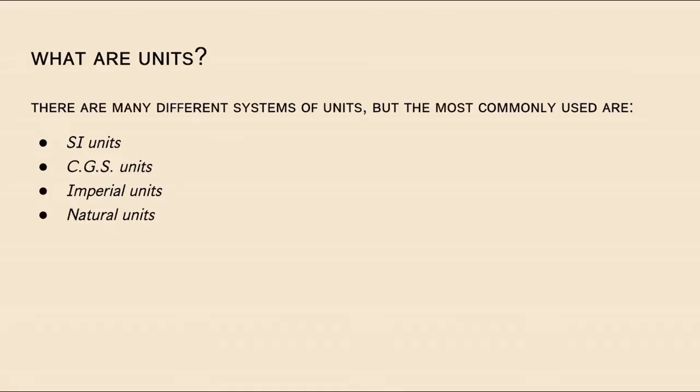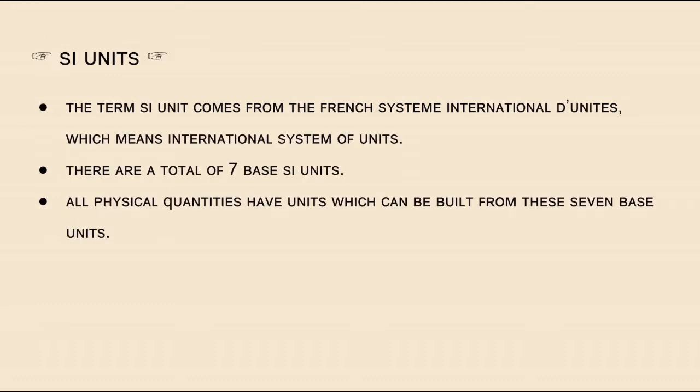What are units? According to the dictionary, a unit is any measurement that there is one of. What kind of units are there? Well, there are many different systems of units, but the most commonly used are SI units, CGS units, Imperial units, and natural units. Let's start off with SI units first.